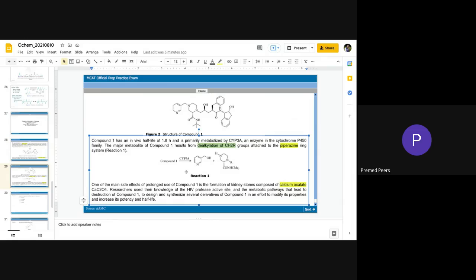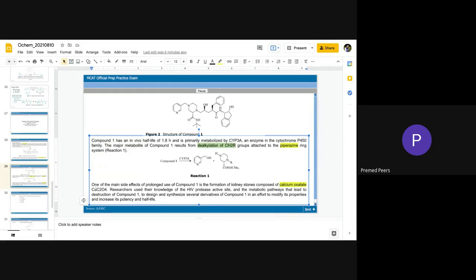And then it talks about this major metabolite results from, then I highlight this because it's talking about this metabolization by the CYP3A. How is it going to occur? It says that it's by this dealkylation of the CH2R group. And I'm like, okay, yeah.